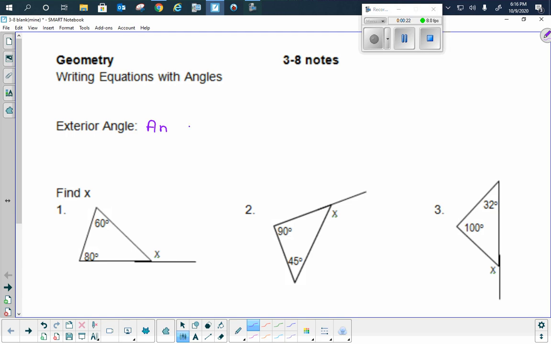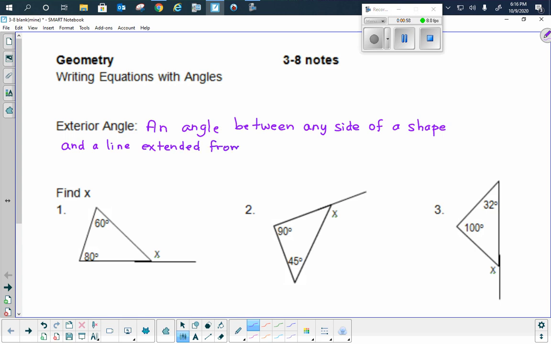But an exterior angle by definition is an angle between any side of a shape and a line extended from the next side.